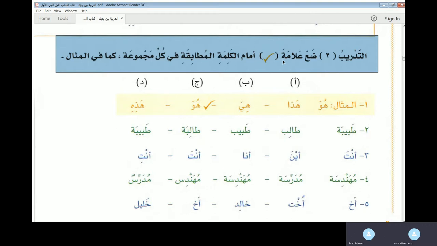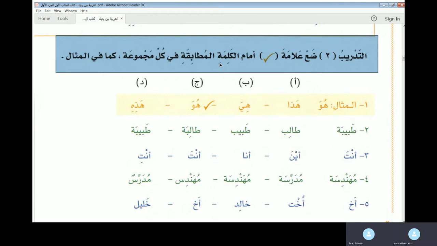Put the tick symbol in front of the word mutabikhati. Mutabika means resemblance, similarity, ek jaise. In Urdu we also say mutabikat rakhta ho. Put a tick in front of the word that matches in this group. Okay.